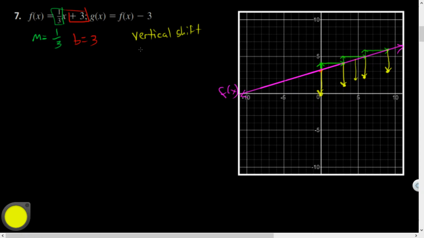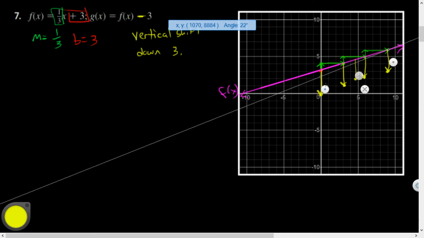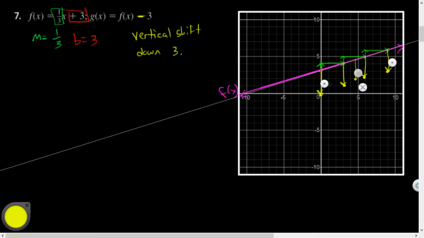Vertical shift down 3. Because this was a negative 3, it's being subtracted, I'm shifting everything down 3, like so. What was your question?